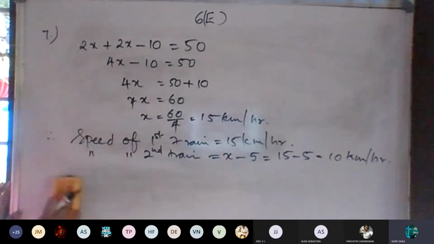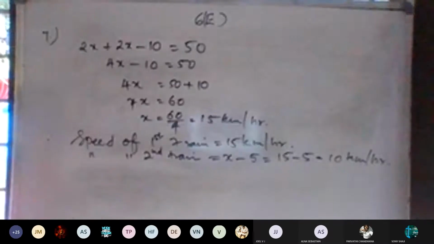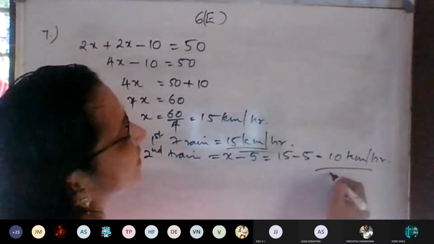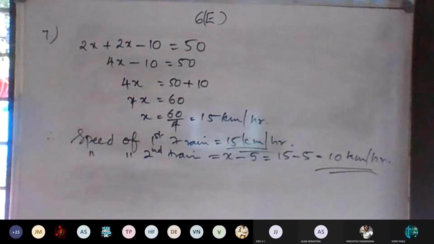Yes, ma'am. Understood. 4-mark question gone. That is the difference between offline and online exam. Then 8 we have done. Then the 9th question: the sum of the ages.